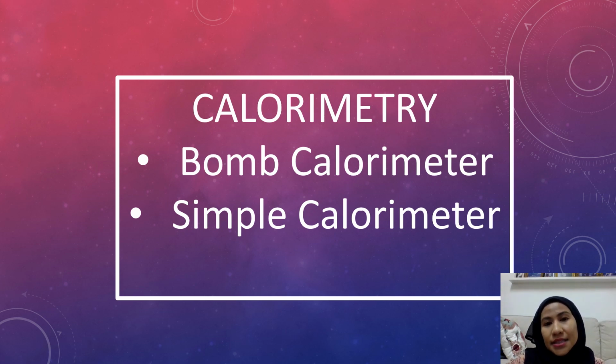Calorimetry is a technique used to measure the heat exchange in a chemical reaction, and a calorimeter is a device used to measure the heat exchange. How do we determine whether the reaction is exothermic or endothermic? If the temperature rises, the reaction is exothermic. And if the temperature goes down after the experiment, it means that the reaction is endothermic.